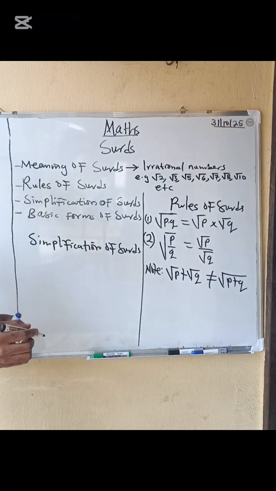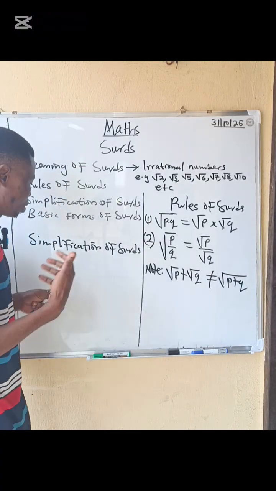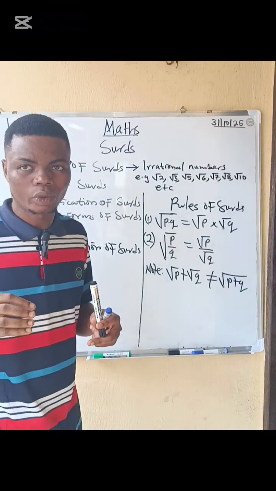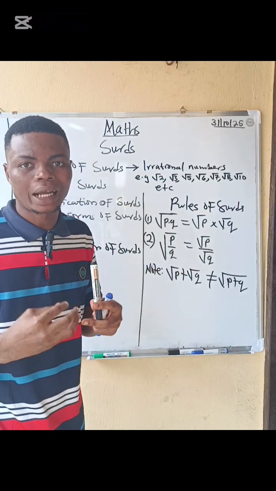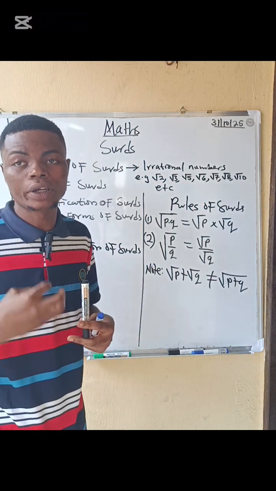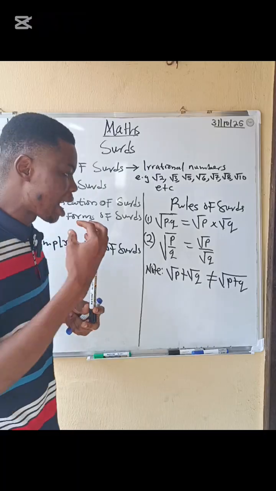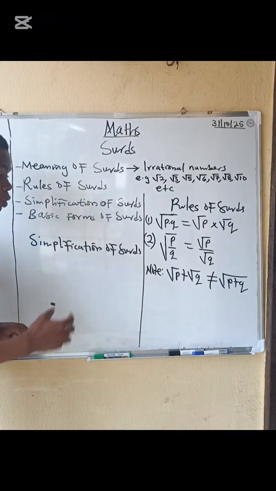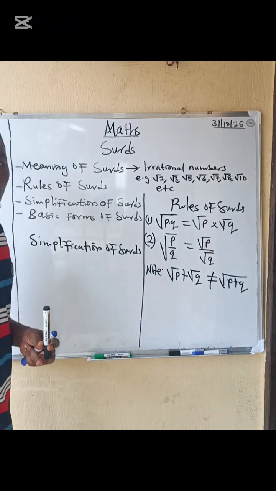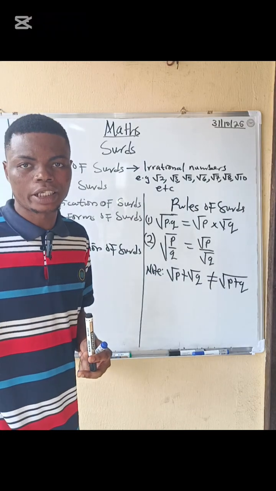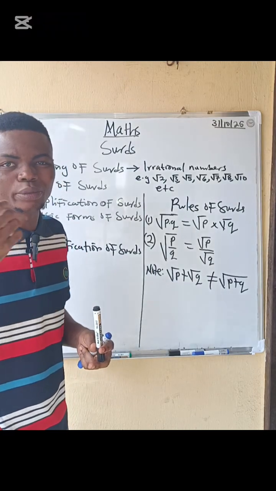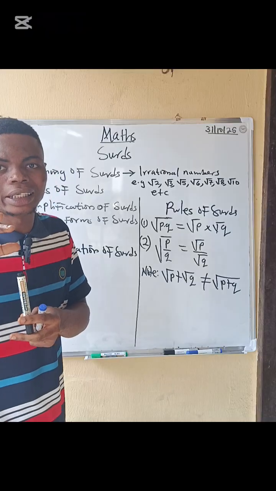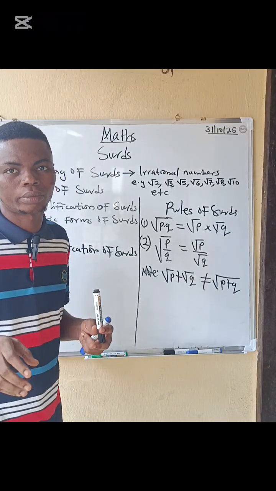Let's see this one. It's very, very simple. Whenever we are talking about simplification of surds, it means when you are adding two surds together, how can you simplify it? Or when you have a single surd and the surd is not in basic form, which I'm going to explain together with simplification of surds. A surd is said to be in its basic form if it cannot be broken into any simpler form.